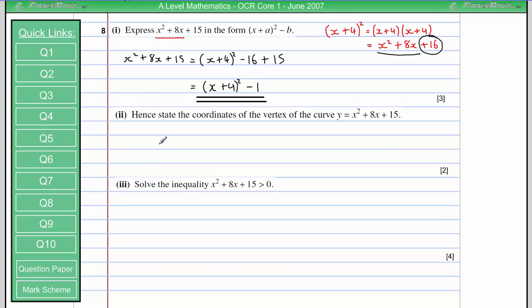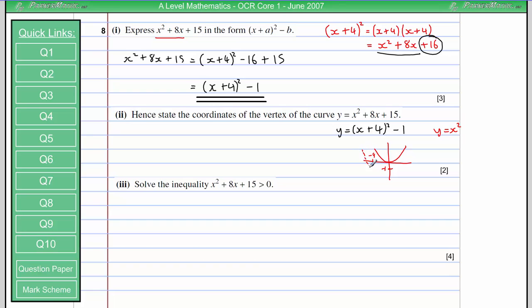In part 2, it says, hence state the coordinates of the vertex of y equals x squared plus 8x plus 15. Well, this can become y equals x plus 4 squared minus 1. And you can think of this as a translation of the original curve y equals x squared. So if you think about y equals x squared, that would be a curve that goes through 0, 0. This is like saying take that curve, move it down by 1, and then move it to the left by 4.